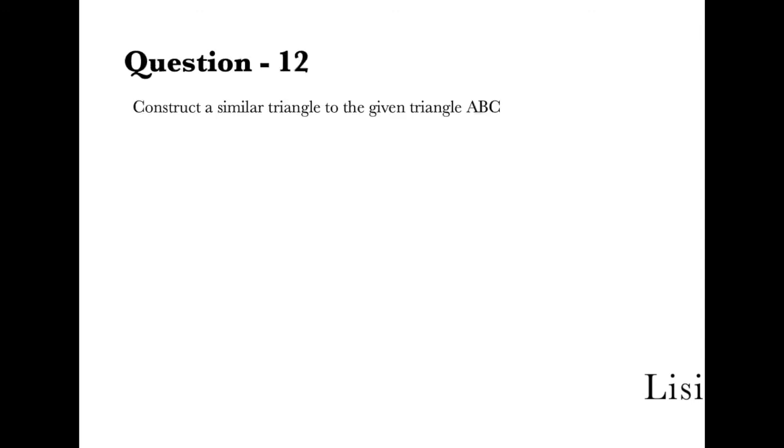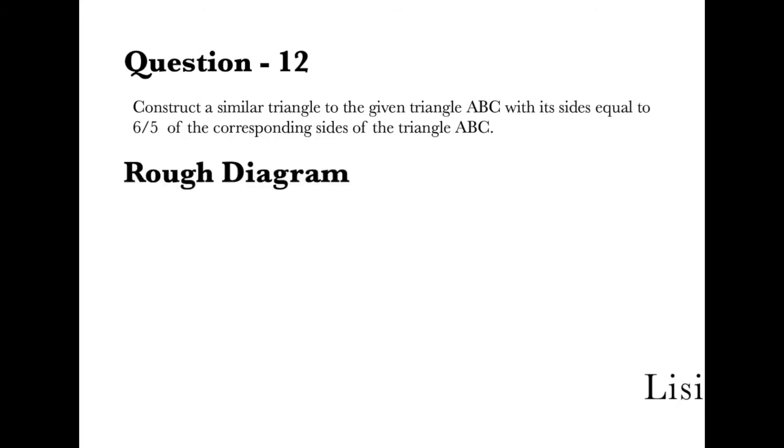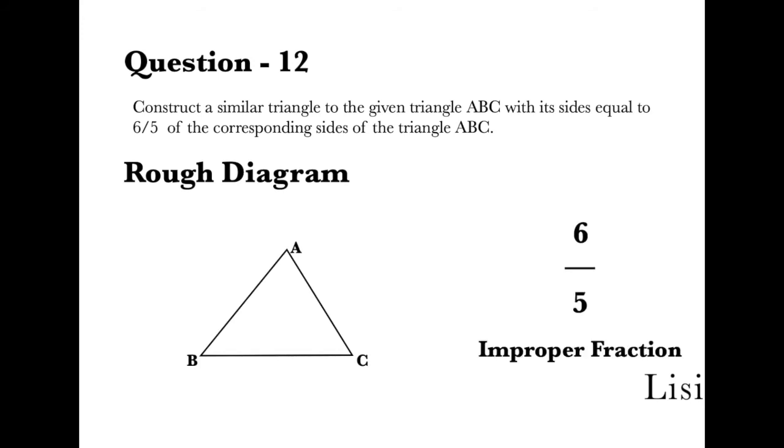12th sum. Construct a triangle similar to the given triangle ABC with its sides equal to 6 by 5 of the corresponding sides of the triangle ABC. Fine. Now draw the rough diagram. Draw the triangle and name it as ABC. And now you see 6 by 5. It is an improper fraction. So the lines A dash and C dash you'll be getting, isn't it? That must fall outside the triangle. So you extend and draw like this. So this becomes A dash and C dash.